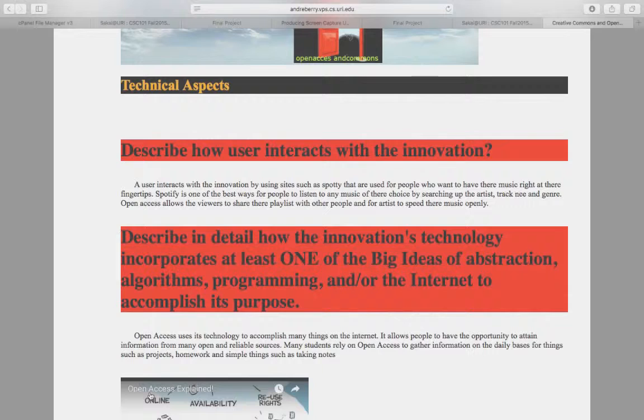Technical aspects. Describe how users interact with innovation.